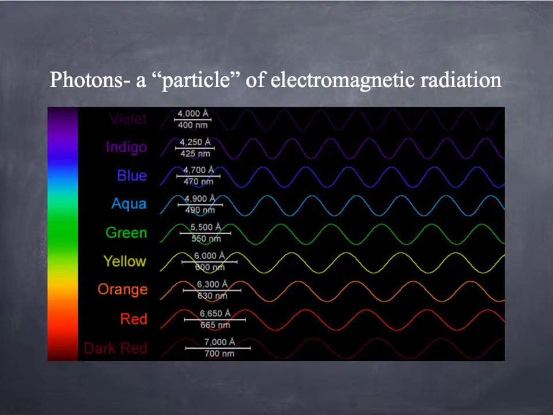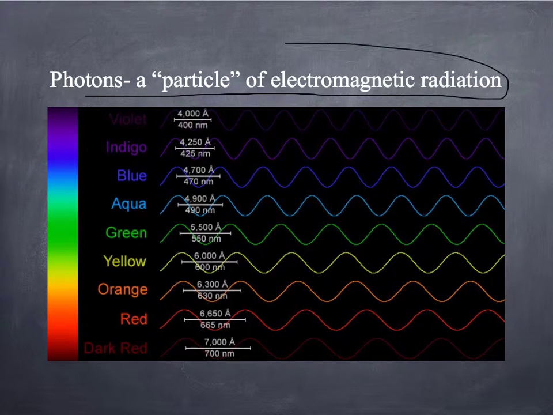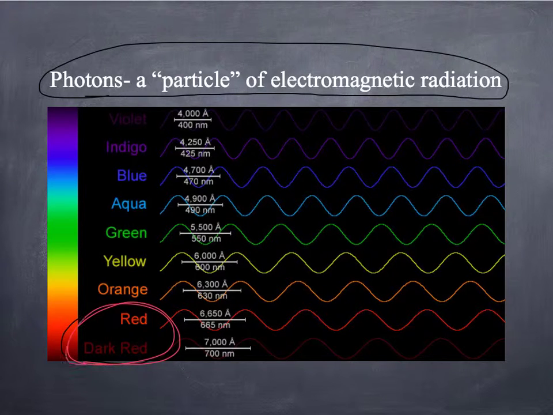A photon is a particle of electromagnetic radiation, and the photon is what it gives off. We're going to go into a lot more detail with that. The different wavelengths of electromagnetic radiation carry different amounts of energy. For example, the photons that correspond to the red light, so we see the red down here, carry less energy than the photons that correspond to the blue light and the purple lights.